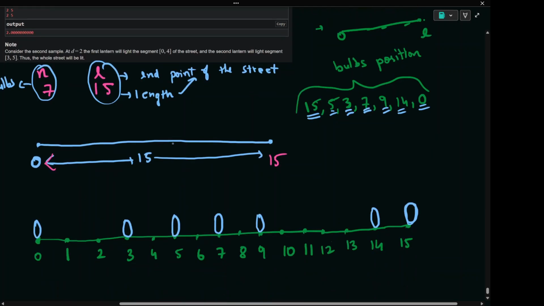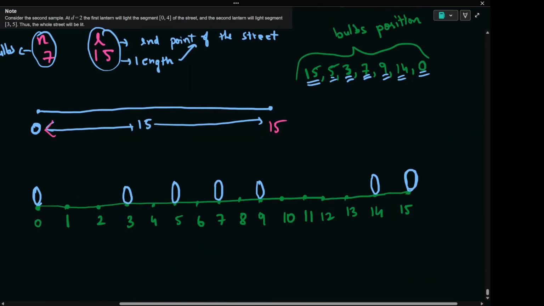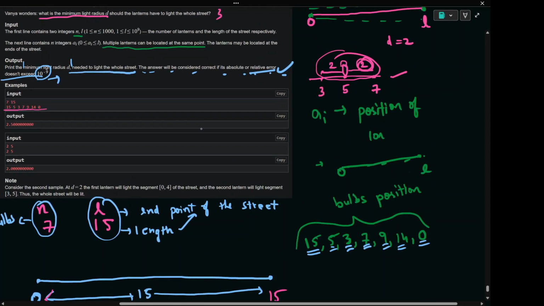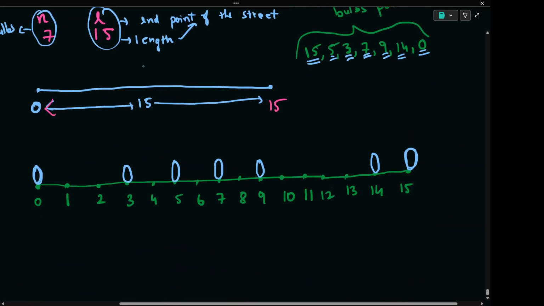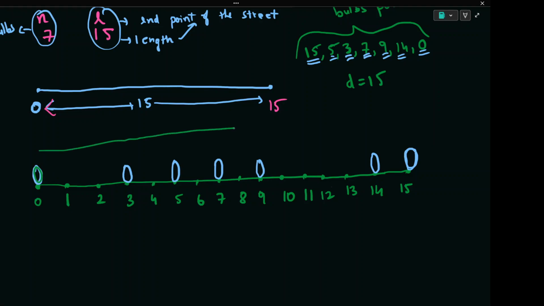But yeah, now if you see here, these are the bulbs. Now what are they asking? The radius D, which is needed to cover the whole street. So if I say D is equal to 15, this bulb can light up the whole street, right? Technically, this is D. It can light up the whole street. So now our task is to minimize this D. Minimize the distance of the light. So D should be minimized.